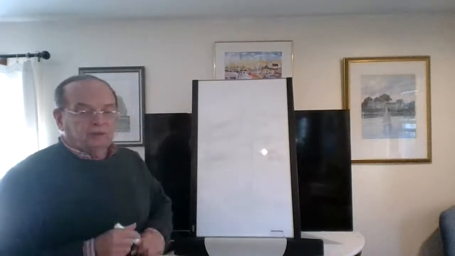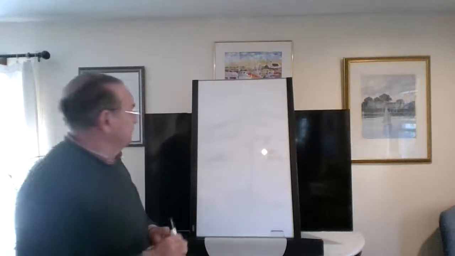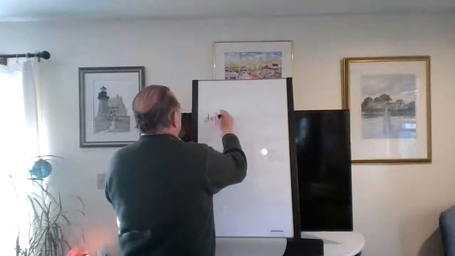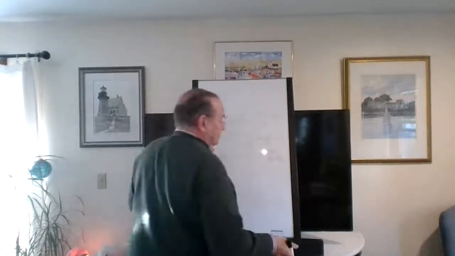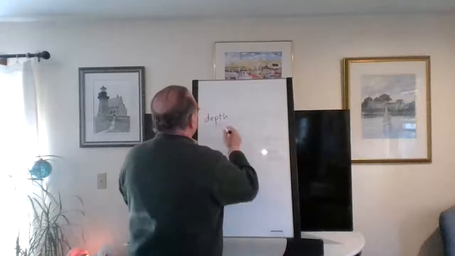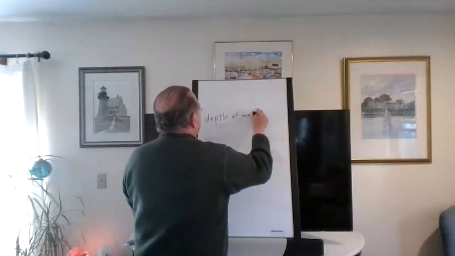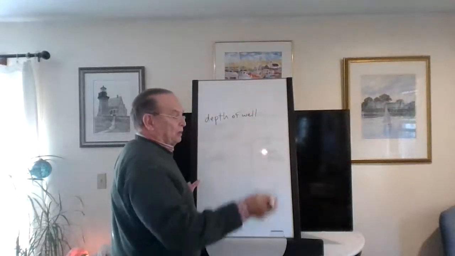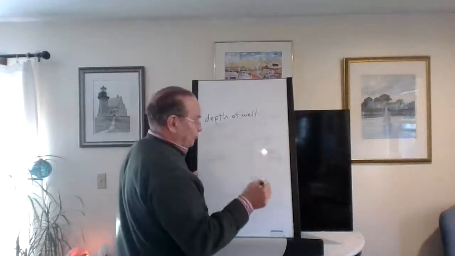Okay, the two things you need to know if somebody wants you to do a well is the depth. This is the depth to the water surface, the depth of the well. How deep is this well? Now the water in the well will come up. I've seen it come up all the way to the top of the well just once, right up to the top.